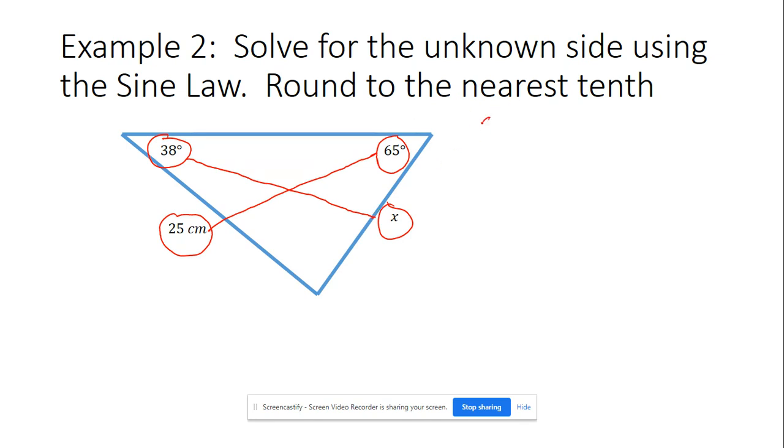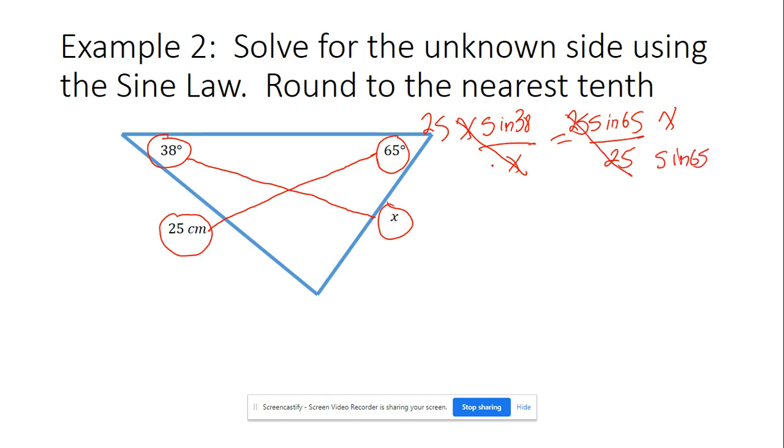All right, so what we get is sine 38 over x equals sine 65 over 25. And now we're just going to solve it for x. Multiply both sides by x, multiply both sides by 25, divide both sides by sine 65. So we get 25 sine 38 over sine 65 equals x. Guys, I'm just going to go to my calculator in front of me here.